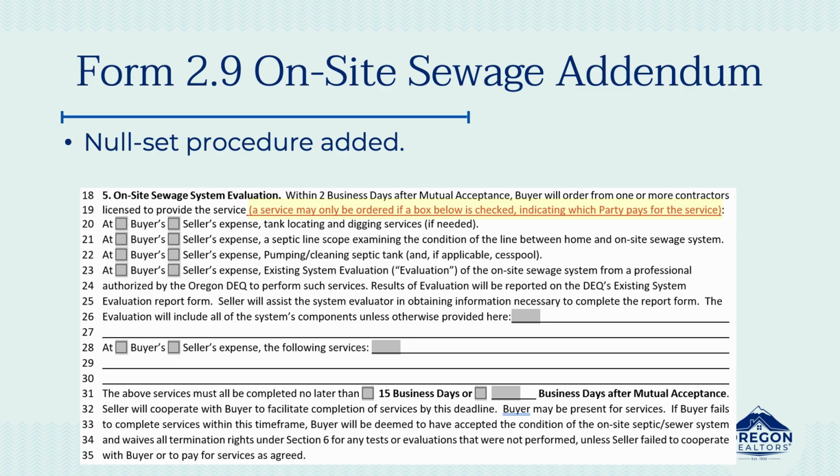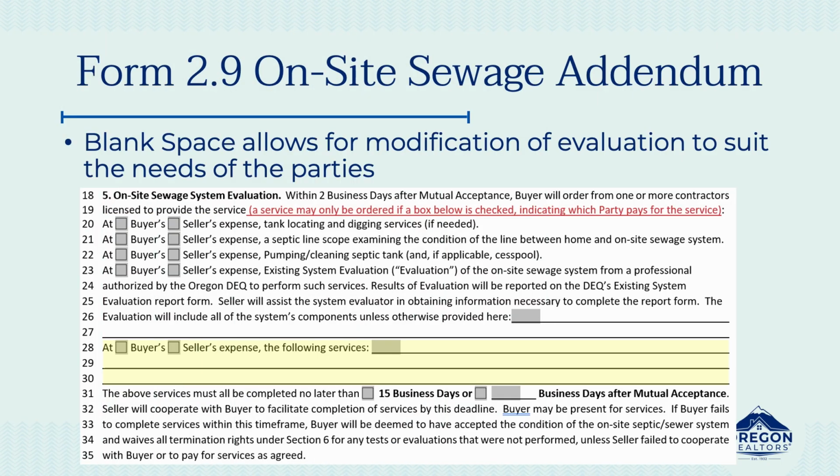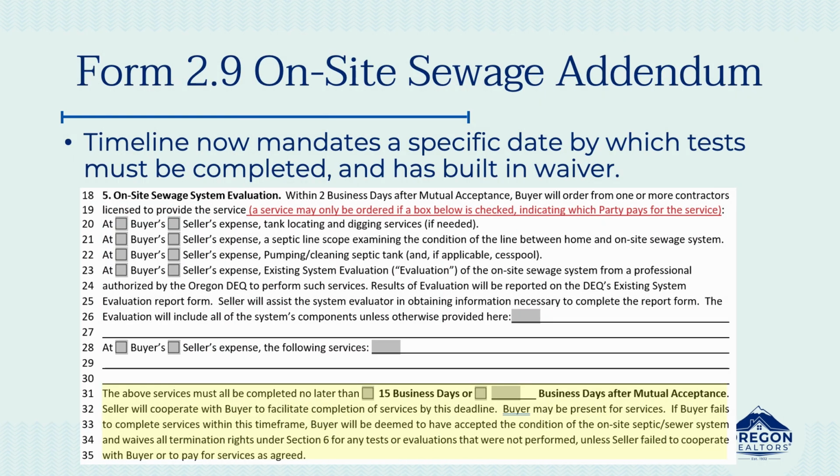There is also an additional space for other services at the buyer's or the seller's expense, where you list the following other services. All of these services must be completed no later than 15, or you can choose the number of days, after mutual acceptance. The seller is supposed to cooperate with the buyer to facilitate the completion of those services by that deadline. The buyer is allowed to be present for these services.